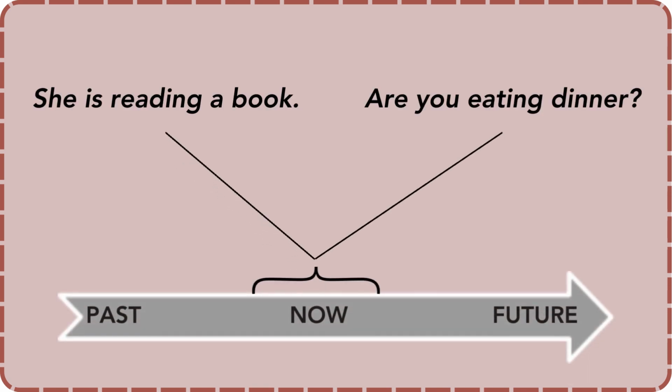As shown in the timeline, the action of reading is occurring right now. Also, the question, "Are you eating dinner?" is asking if the action of eating dinner is happening right now. Here, the present continuous is used to indicate an ongoing action and emphasize the immediacy of the activity.